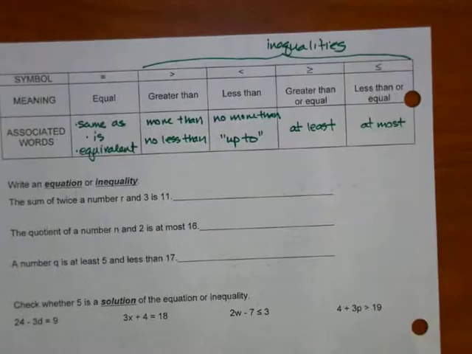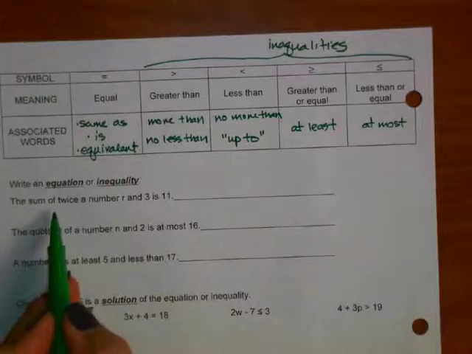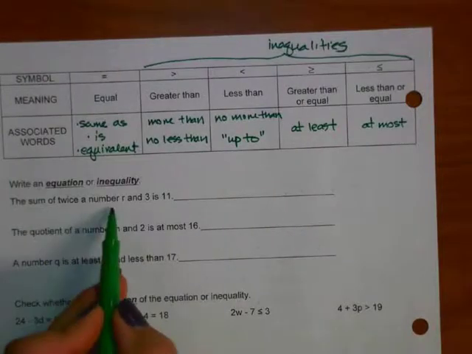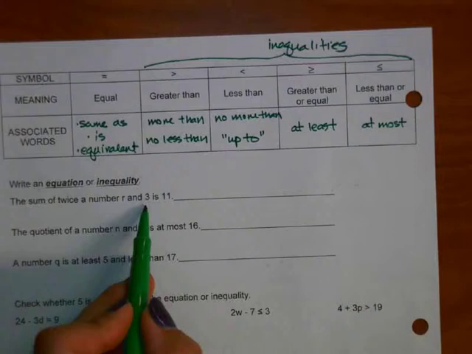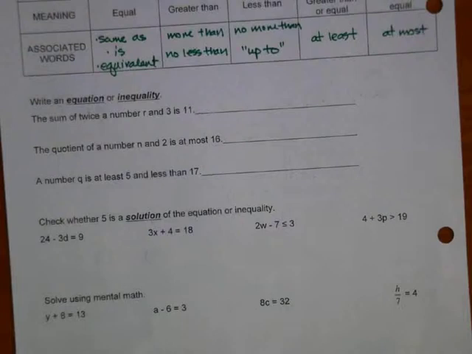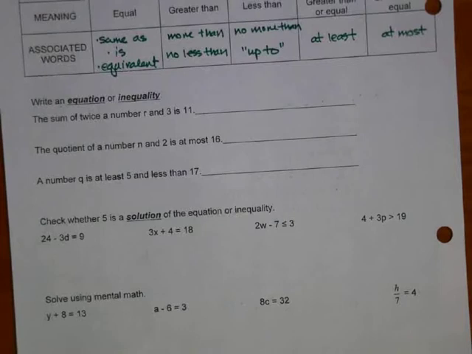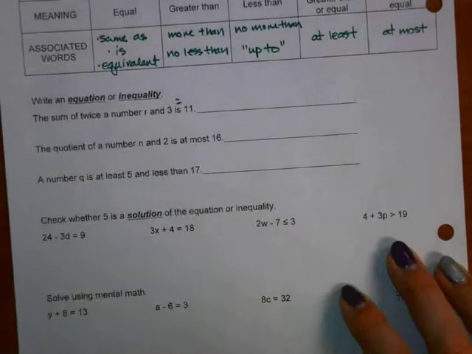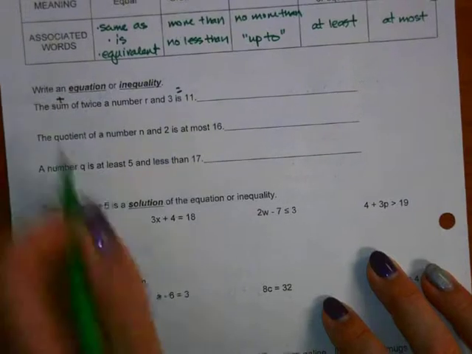All right, the sum of twice a number r and 3 is 11. Oh boy, so we got some things going on here. The sum, which means what? Add. Of twice a number r and 3. It means I got to multiply it by 2, correct? I got to double that. R and 3 is 11. So this is the equals. This is going to be add.